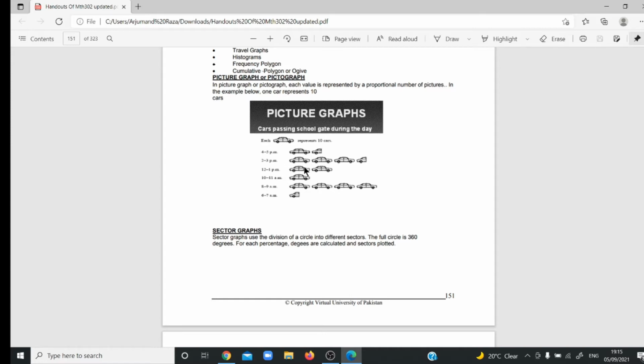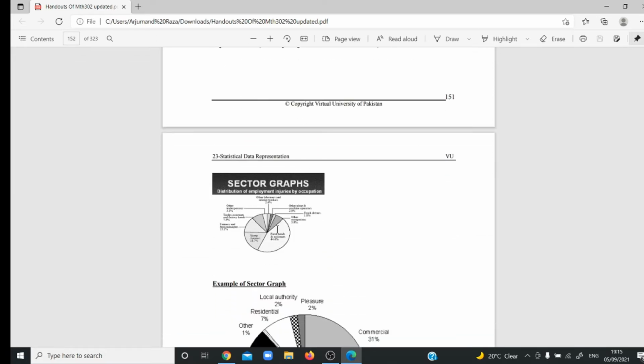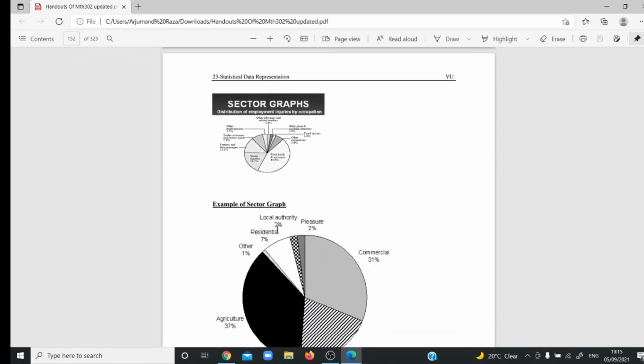They will ask you, okay, 2 flowers is equal to 20, so how many flowers will be 2.5 or 2.25? This we call a picture graph, or another name for it is pictograph. Then we have the sector graph. A sector graph is equal to 360 degrees, and we divide it, for example, saying that this is 31%.